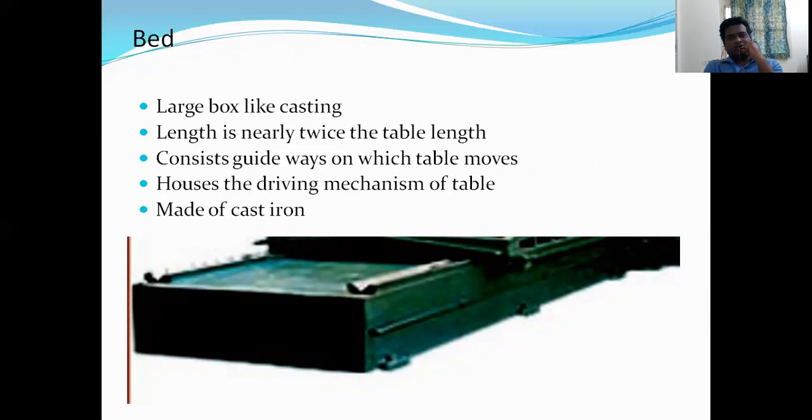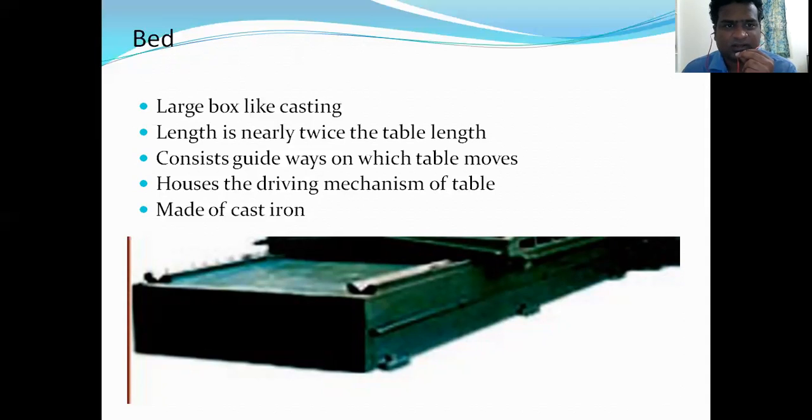Why is the table moving? Because on this table, the workpiece is fixed. So here the working principle is that the workpiece is moving and the cutting tool is stationary. For this reason, the length of the bed is nearly twice the table length, and it consists of guideways on which the table moves, and it houses the driving mechanism of the table. With that driving mechanism, the table has the reciprocating motion.